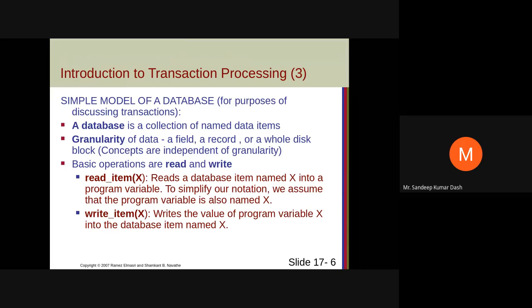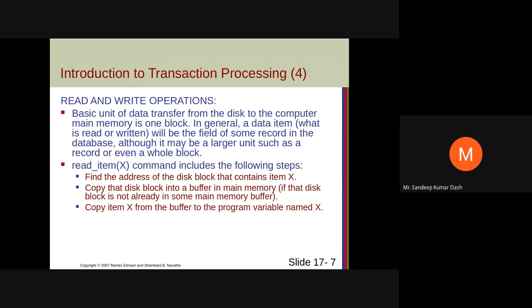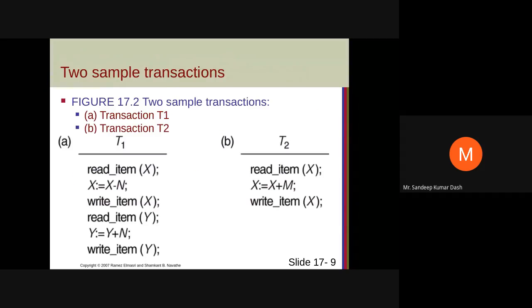Transaction is a basic unit of database which performs read, write, and other operations. So basic operations are mainly read and write. What you mean by read and what you mean by write, that we discussed. This is a basic example of how a transaction looks like, and what are the things that happen inside a transaction.